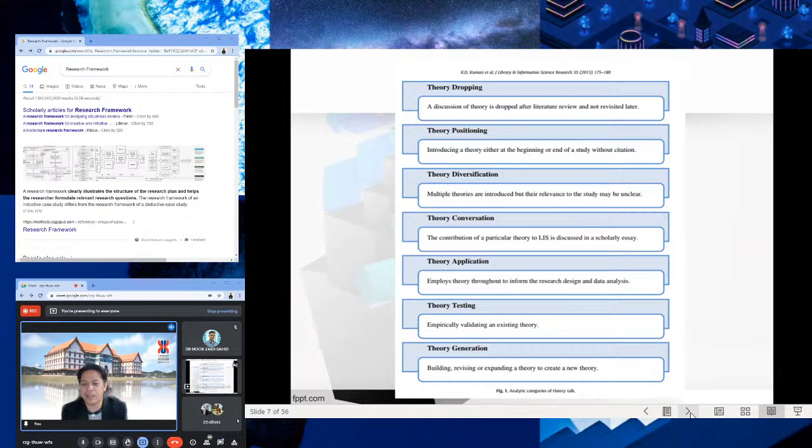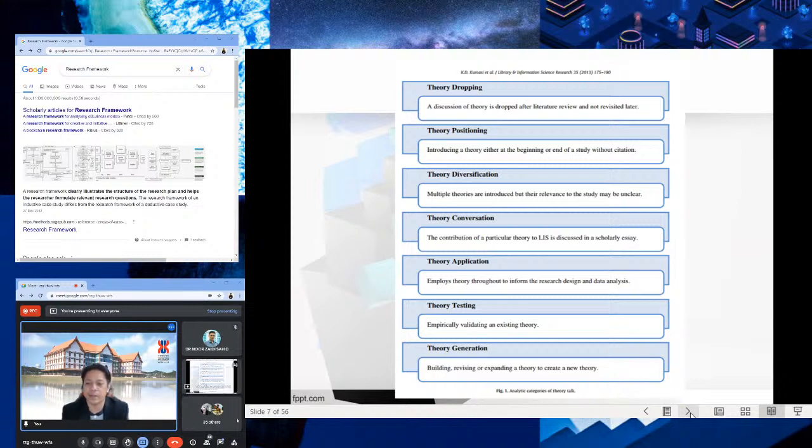The next one is theory application, how we are going to apply the theory. For example, in my study, maybe we look into theories of user experience, so how are we going to apply the theories in order to improve the user experience when they are using the IT system or information system. We apply whichever theory can support our research, and how we can go further in that particular area.